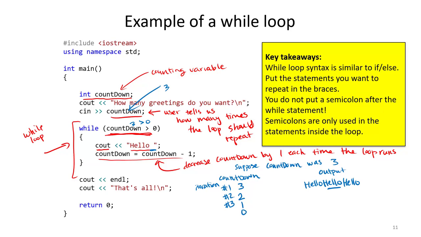Then countdown becomes 0 because 1 minus 1 is 0. So finally, while 0 is greater than 0, well, 0 is not greater than 0. So notice the loop stops after 3 iterations. In this case, we were able to output 3 hellos by setting countdown initially to 3. And finally, when our program's done, our loop ends and we output our last message.